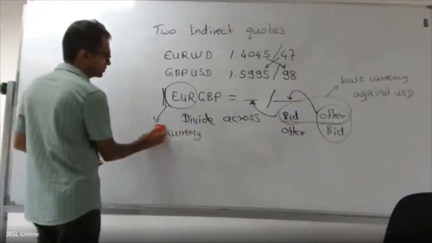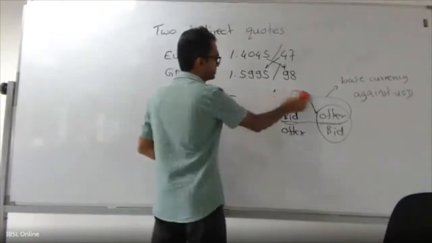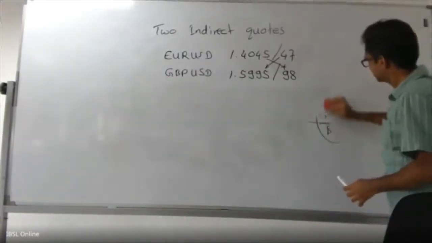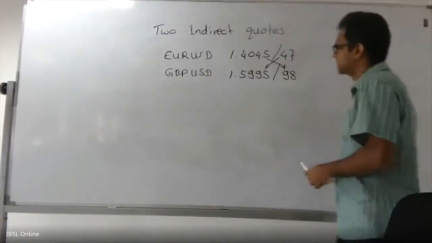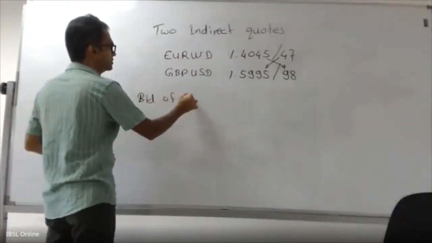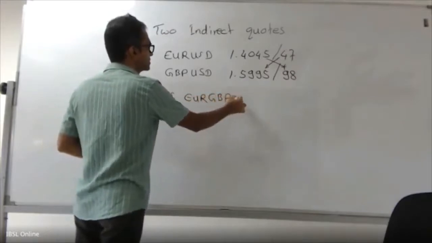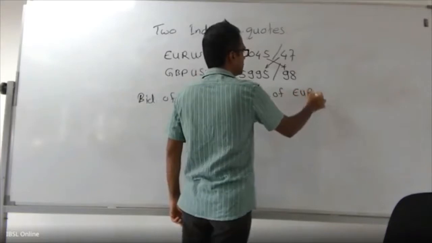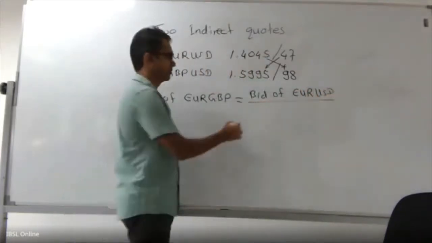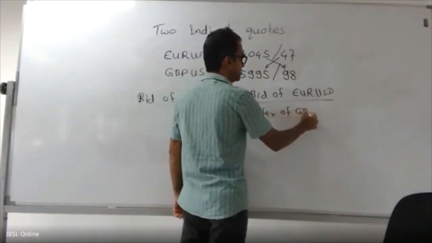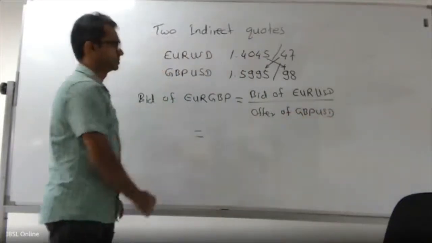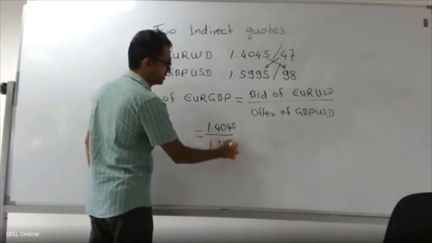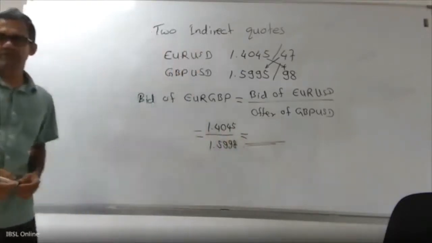Okay. Then, if you know the rule, what you have to do, apply it. It's a cross division with the base currency at the numerator. So what is the bid of Euro GBP? It is the bid of Euro USD divided by offer of GBP USD. So you get 1.4045 divided by 1.599. You get 0.877.